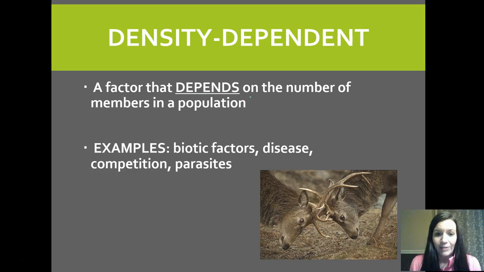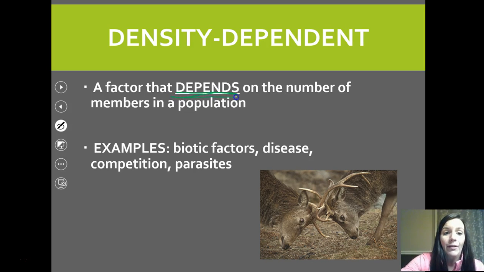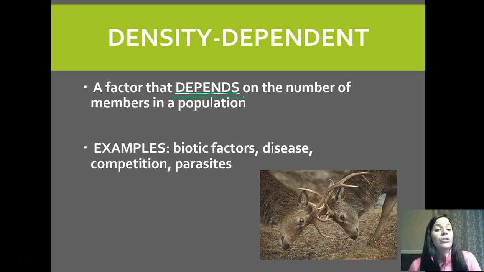Density dependent factors then do depend on the number of members in a population. So a lot of times this is things like competition, these are plant life, animal life, but it's also disease. So obviously the more species, the more animals you have living in an area, the more likely there is to be a disease that spreads quickly. Same thing with parasites, those are going to spread quickly as well.